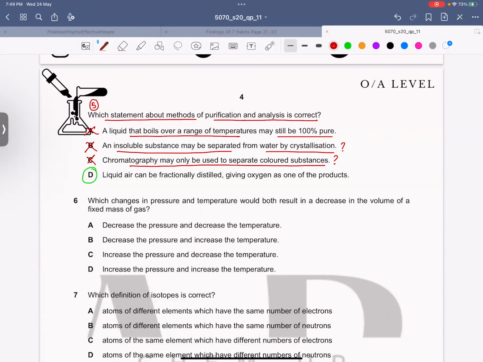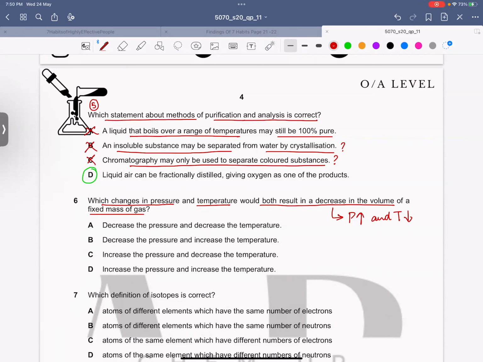Now question number 6. Which change in pressure and temperature would both result in a decrease in the volume of a fixed mass of gas? You have to decrease the volume. So to decrease the volume, what do you need to do? You need to increase the pressure or decrease the pressure? Good. Pressure would be increased. And what about temperature? Lower the temperature. At lower temperature, the molecules come closer, and at higher pressure, the molecules come closer.